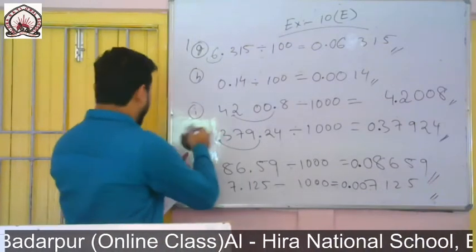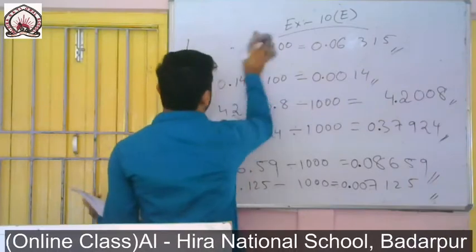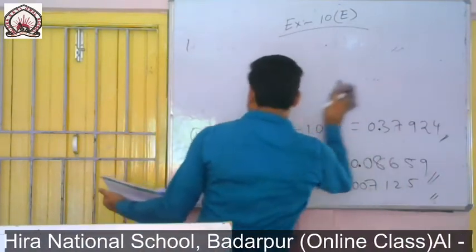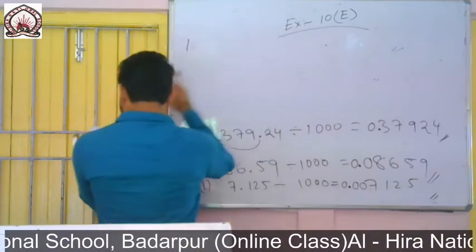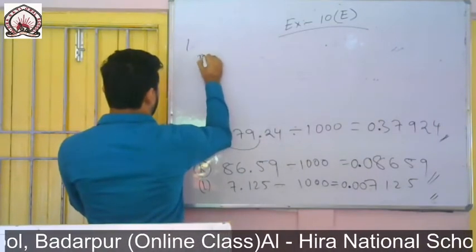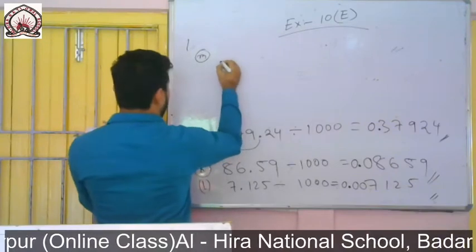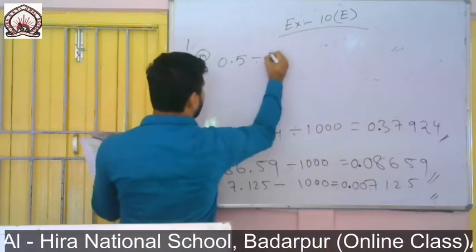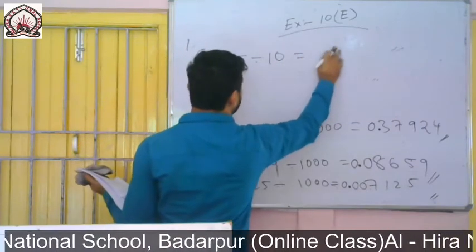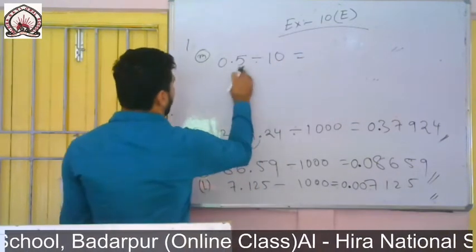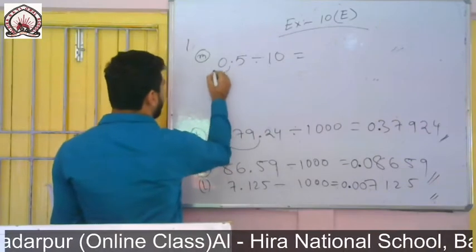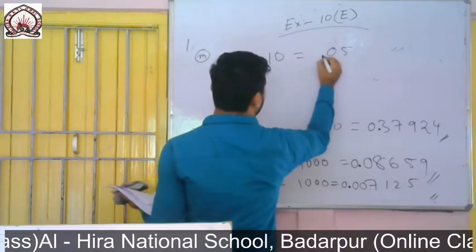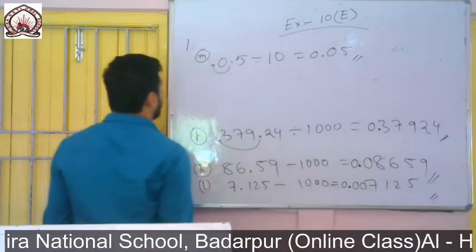Now come to M. M, you see, 0.5 divided by what? 10. So in this case you see, 10 is there, so the point will be placed here. That means 0 5, the point will come here. Okay, that will be the answer.